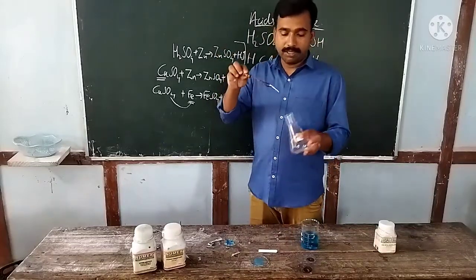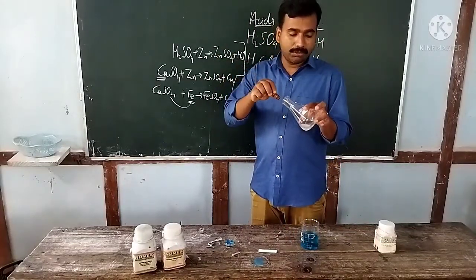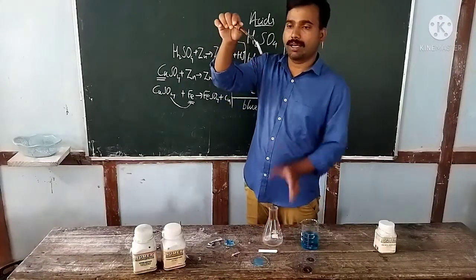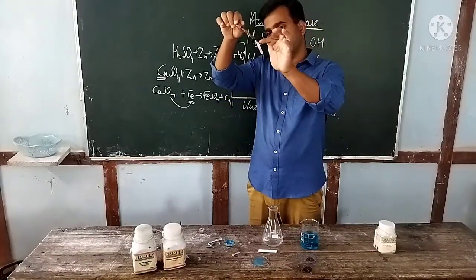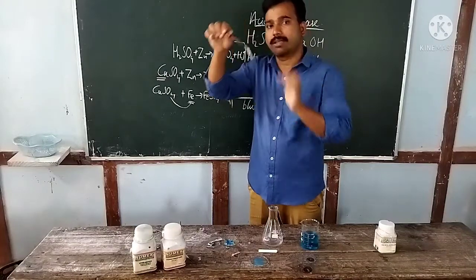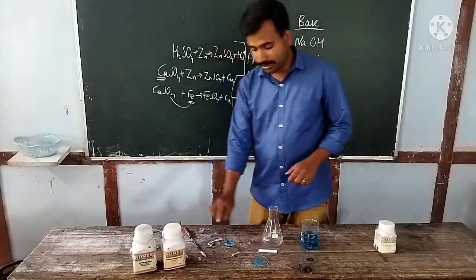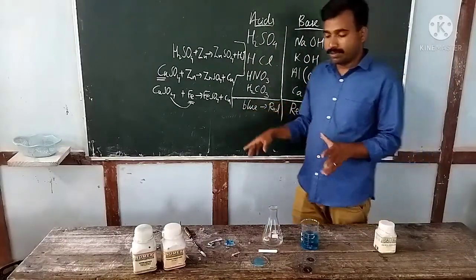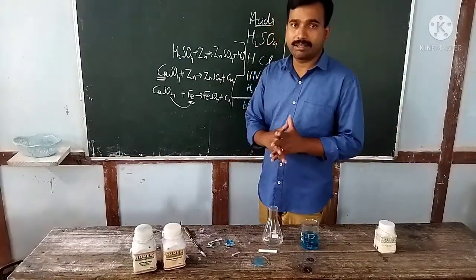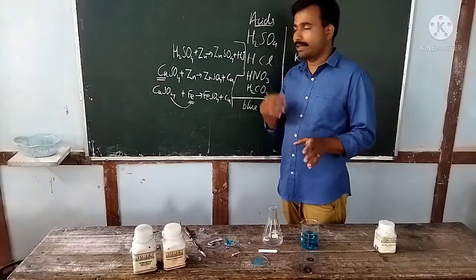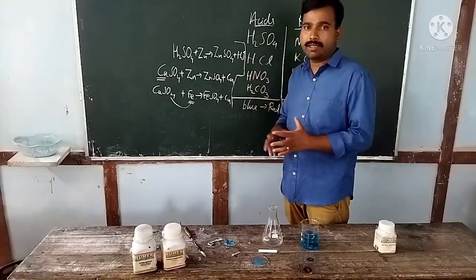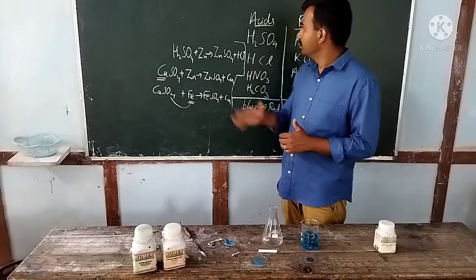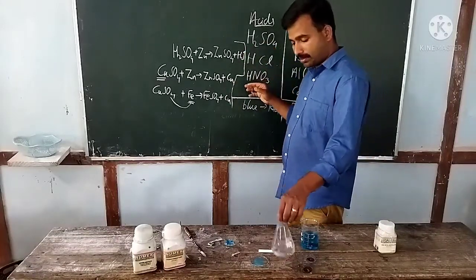When you dip this blue litmus paper into the acid, what happens? Here you can see the color change. The blue litmus has now changed to red color. That indicates that the given substance is acidic in nature. So these are litmus indicators, which are used for identifying whether the given substance is acidic or basic.